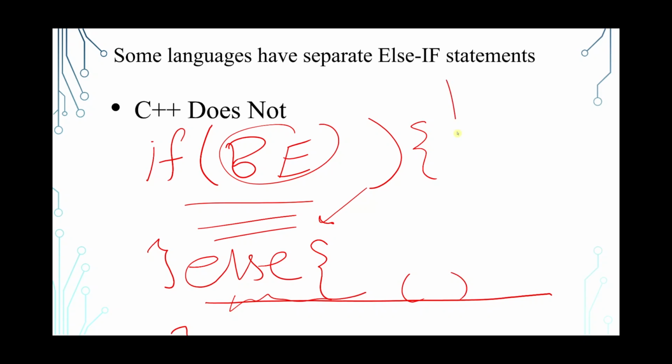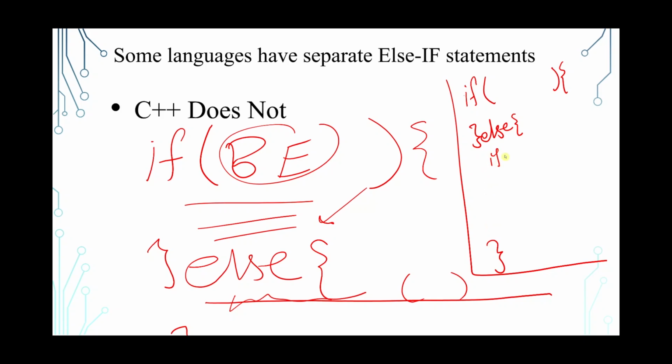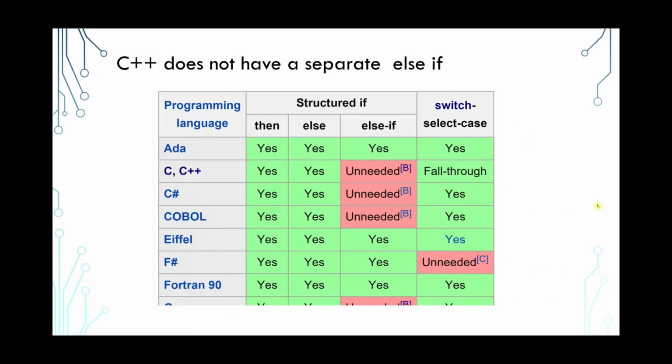So basically, you would end up with something like this. If, else, and here if, and so on. So, C++ does not have a separate else if statement. And here is this. Does it have the structured if, else if? It's unneeded. It's unneeded in C++, C, COBOL, Java.